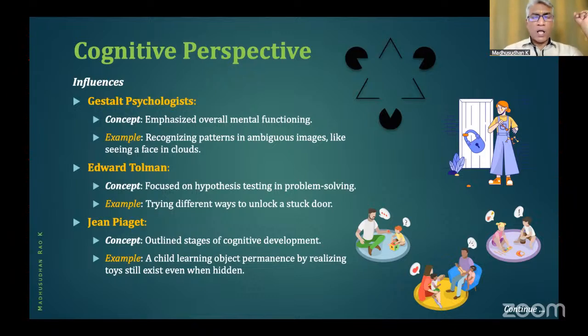Piaget said, he outlined stages of cognitive development. As you see, the child works things out situationally and finally understands many things. So the child learns object permanence by realizing a toy still exists even when hidden. In the early stage, the child doesn't understand; when the toy is hidden, they think it's gone, disappeared. But once they grow up, they understand the toy is there, it is just hidden.